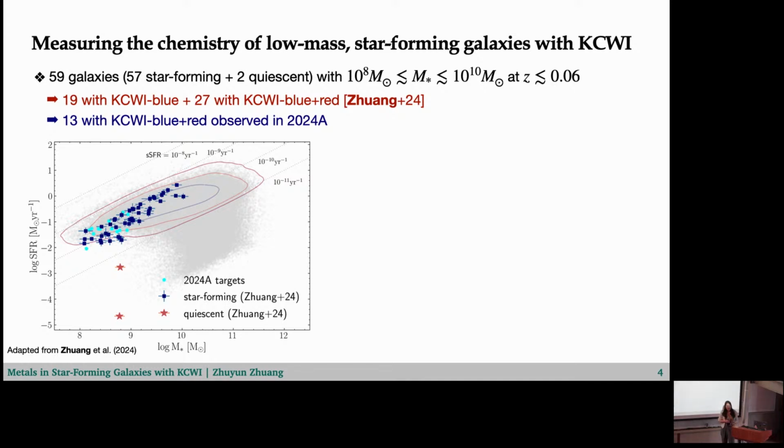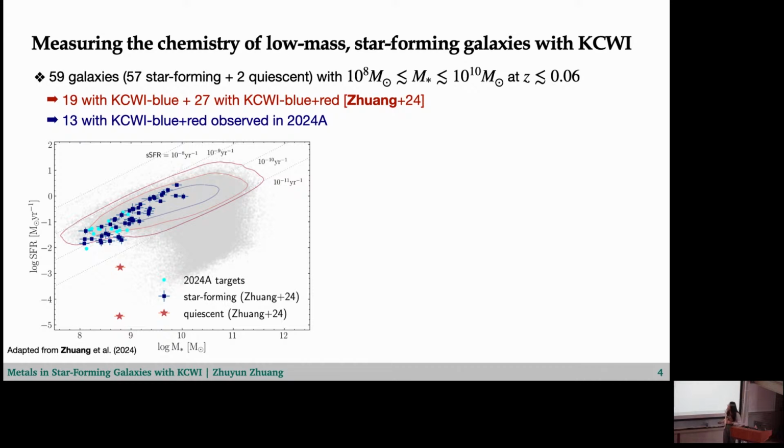In the past few years, I've been leading this observing campaign to observe galaxies between 10^8 and 10^10 solar masses on the Keck Cosmic Web Imager. We've already finished this program, because I need to graduate. There are 59 galaxies in total. We lost 2 nights, but it's still a decent sample size. As you can see in this plot, all the colorful data points are the galaxies in our sample, while the background gray dots are galaxies at a similar redshift from Sloan as a reference. Most of the galaxies in our sample are still highly star forming and fall on the star forming main sequence, although I do have 2 quiescent galaxies I observed for fun, kind of like a filler for the night.